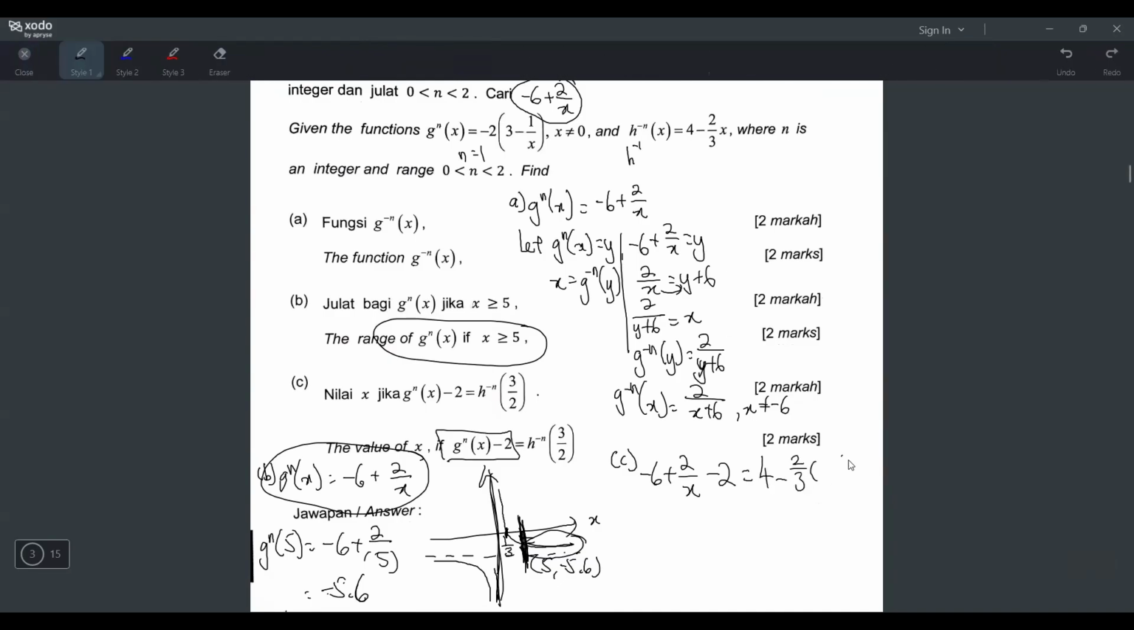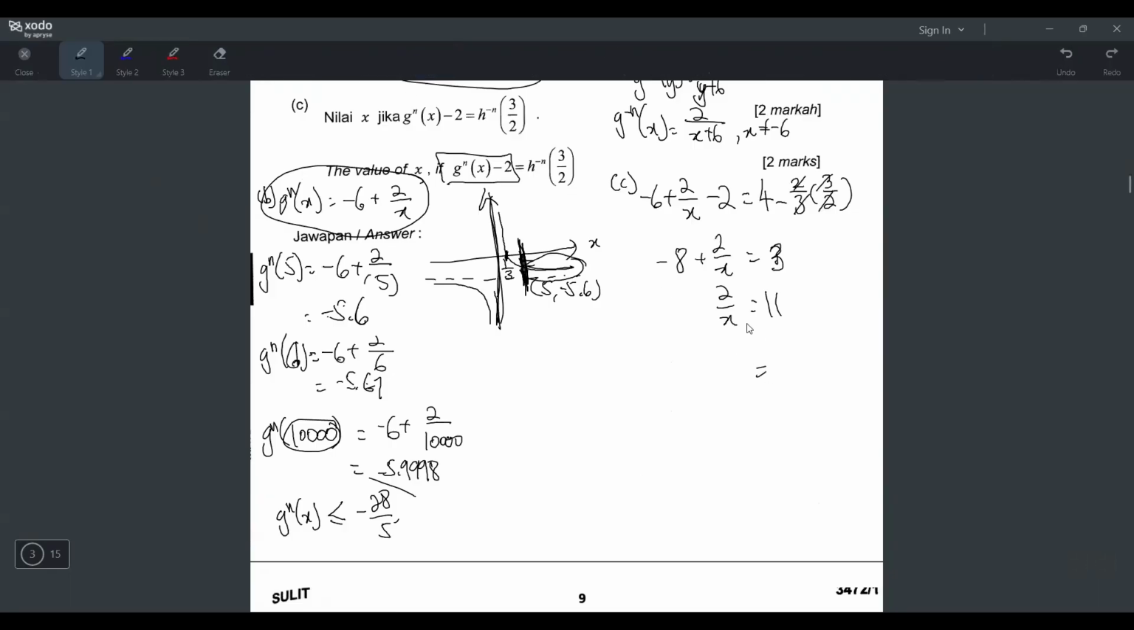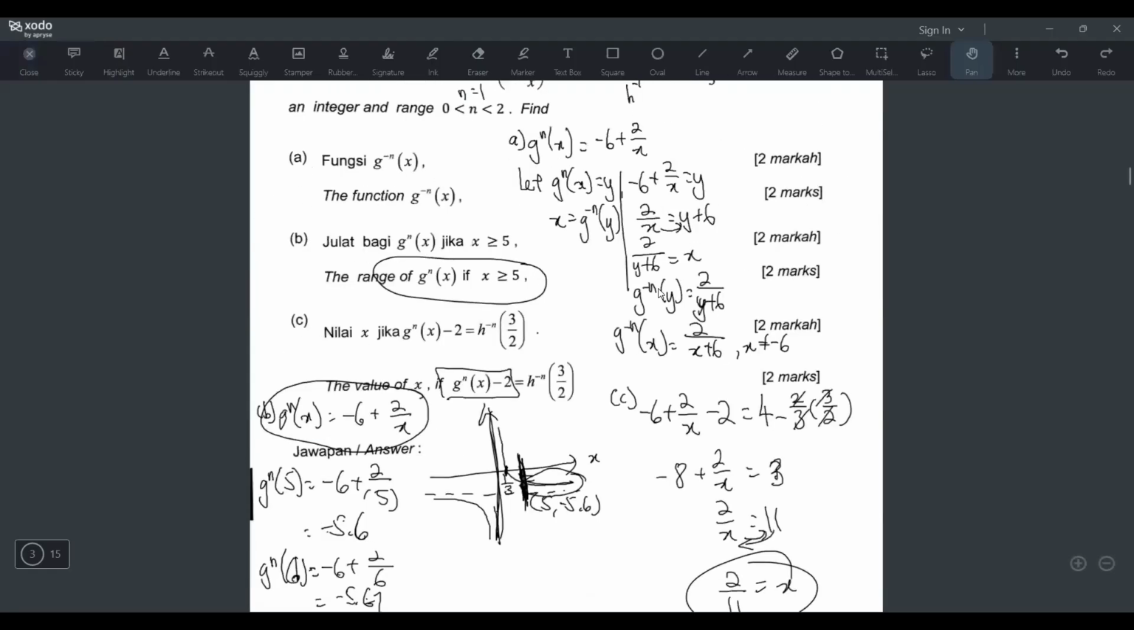But this is h n x. What they want is h n of 3 over 2. So the x here has to change to 3 over 2. Now we can cut, left with 1, 4 minus 1, 3. And then here, negative 6 minus 2, negative 8 plus 2 over x. And then I want to find x, so I will move the minus 8 to become plus 8, 3 plus 8, 11. And to find x, I simply move the x here. And then the 11 also can move down, become divide. So the answer is 2 over 11, right? So this is how I would do it. Okay, done? That's all.